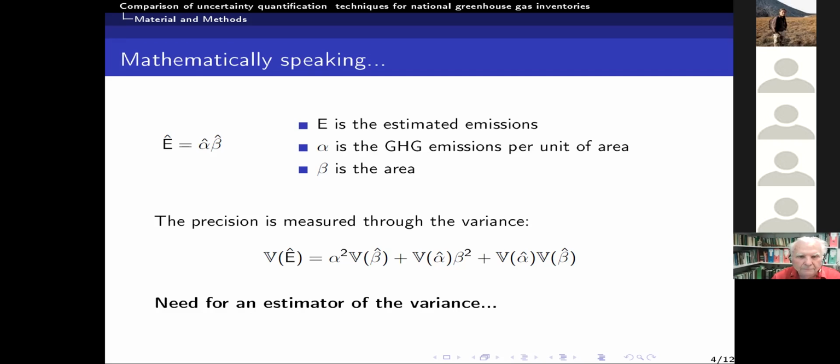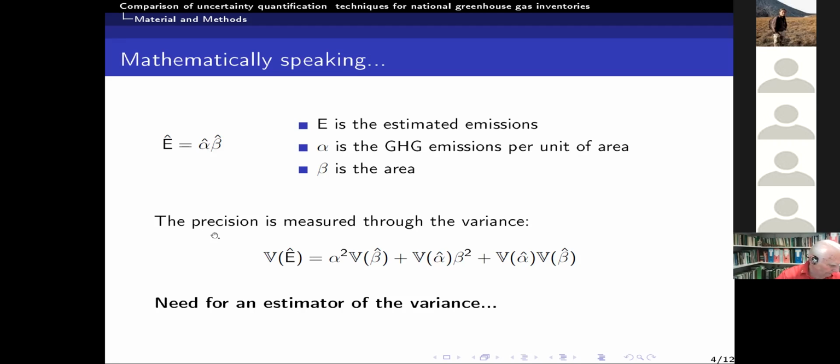Just to make things clear, when you have a symbol without the hat, that's the true value. That's the value we don't know. And when we estimate that value, we get an estimate, and we put a hat on top of the symbol. So the equation you can see on the left-hand side here is the estimated emissions, which is calculated as a product of the greenhouse gas emission per unit of area by the estimate of the area, sorry.